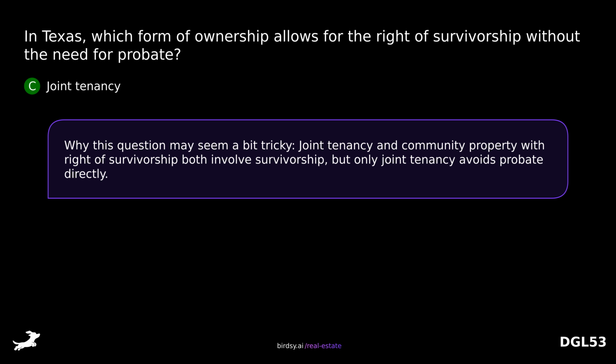Why this question may seem a bit tricky: joint tenancy and community property with right of survivorship both involve survivorship, but only joint tenancy avoids probate directly.